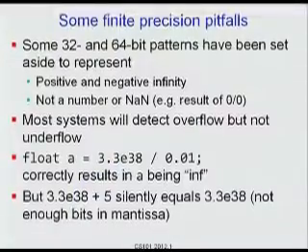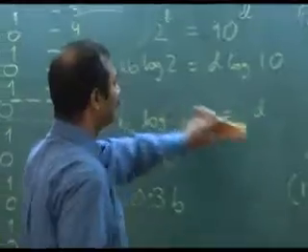But if I take 3.3 into 10 to the power 38 and I add 5 to it, by the way, this 3.3E38 is just 3.3 into 10 to the power 38, it's shorthand for that. Now if I add just 5 to it, if you had to do that calculation manually, what would you write?